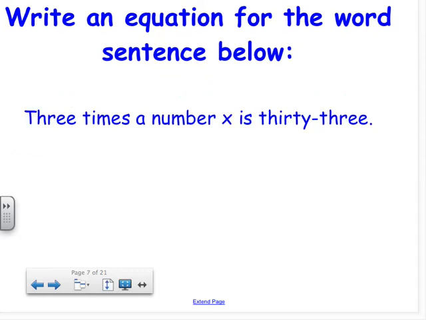Okay, so write an equation for the word sentence below. 3 times the number x is 33. Try this one on your own. Pause the video. Press play when you're ready. Okay, so 3 times the number x is 33. You should have had something like this. You probably mentally can figure out what x is. We're getting into that next. So be thinking about how to solve for variables.